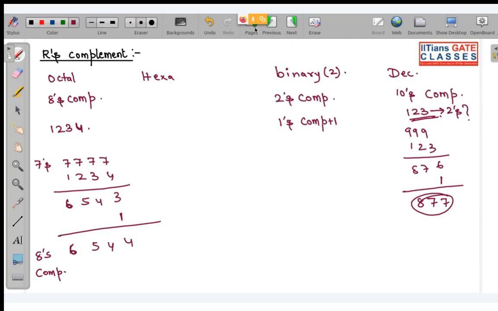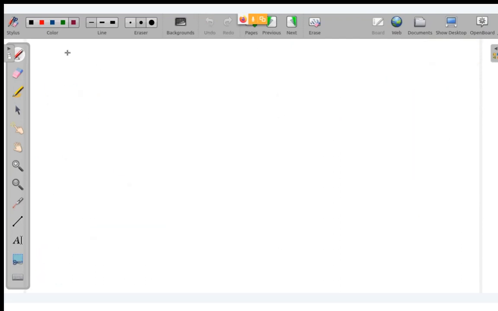Suppose, now let me tell you that there is some kind of number system which has base 5. Okay, we have base 5. Now I have a number something like this, 3 4 1. So base 5 means what? It will have digits from 0 to 4. So 3 4 1 is a valid base 5 number. Now calculate me 5's complement. So what will you do? Calculate very quickly.